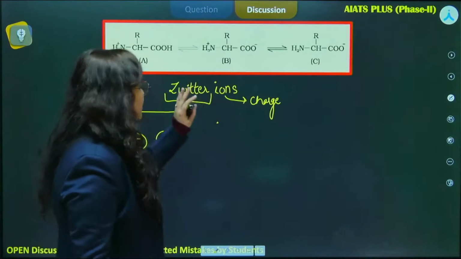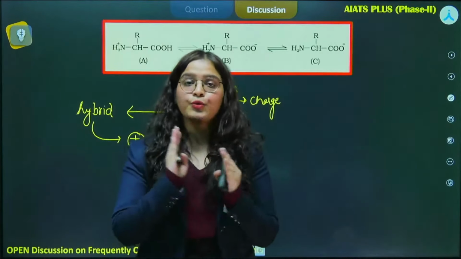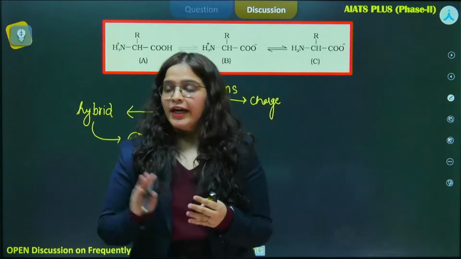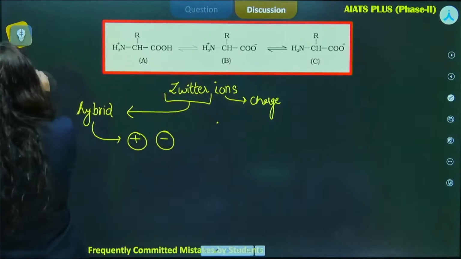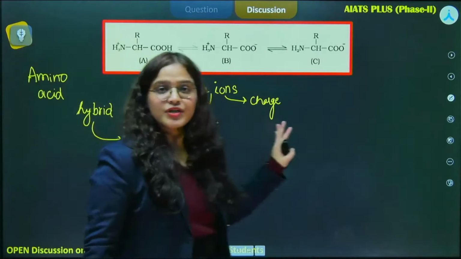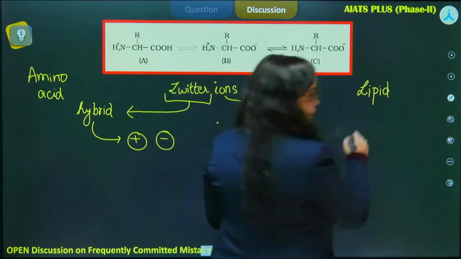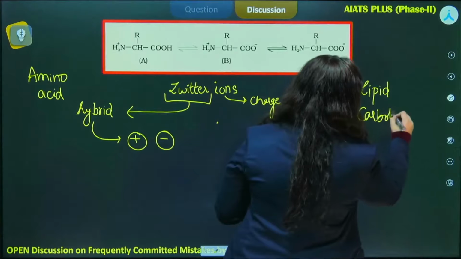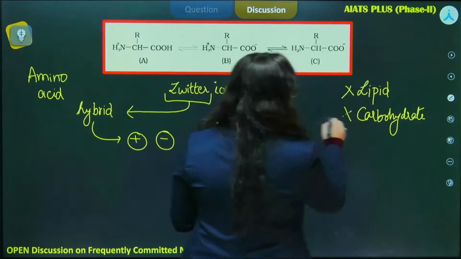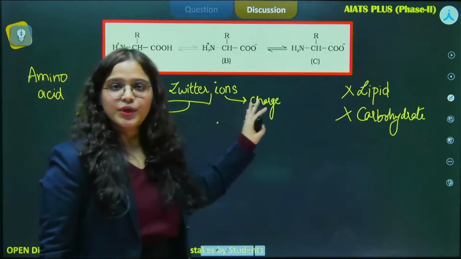Now, this Zwitter ionic form can be shown by various molecules, but in all the biomolecules that we study, it is the amino acids which show the property of Zwitter ion formation, whereas if in the question we have a molecule which belongs to the category of lipid or carbohydrate, it will not show Zwitter ion formation. Alright, so basically how is amino acid getting converted into a Zwitter ion?